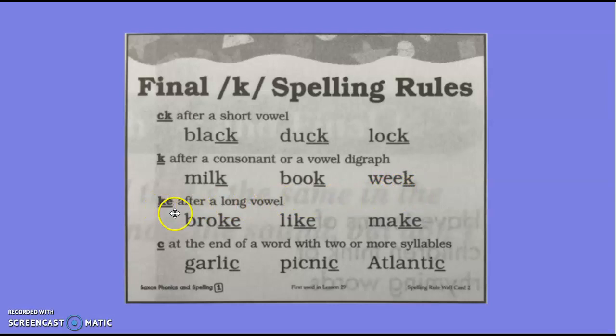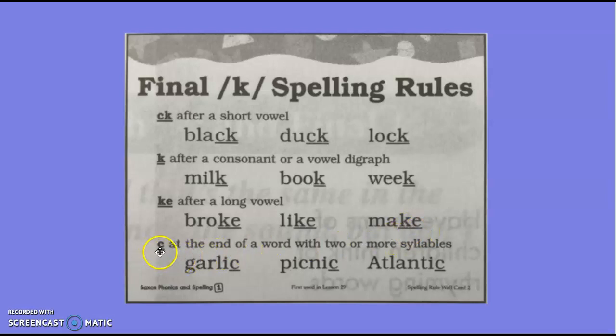Use KE after a long vowel. When you see a vowel that says its name, spell KE at the end of the word. Broke. Here's br, o, k. It says its name, so we use a KE. Like, make.